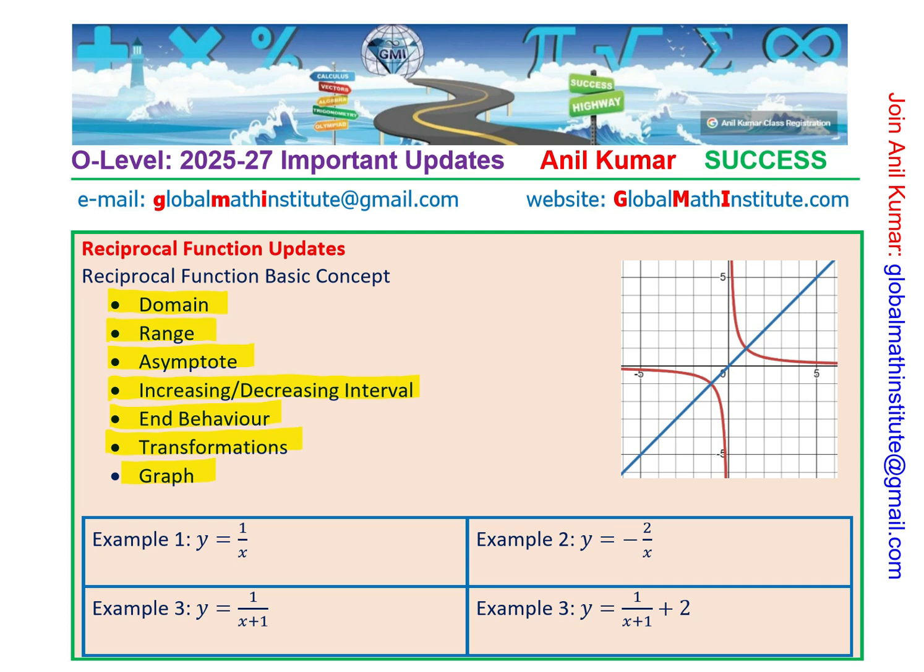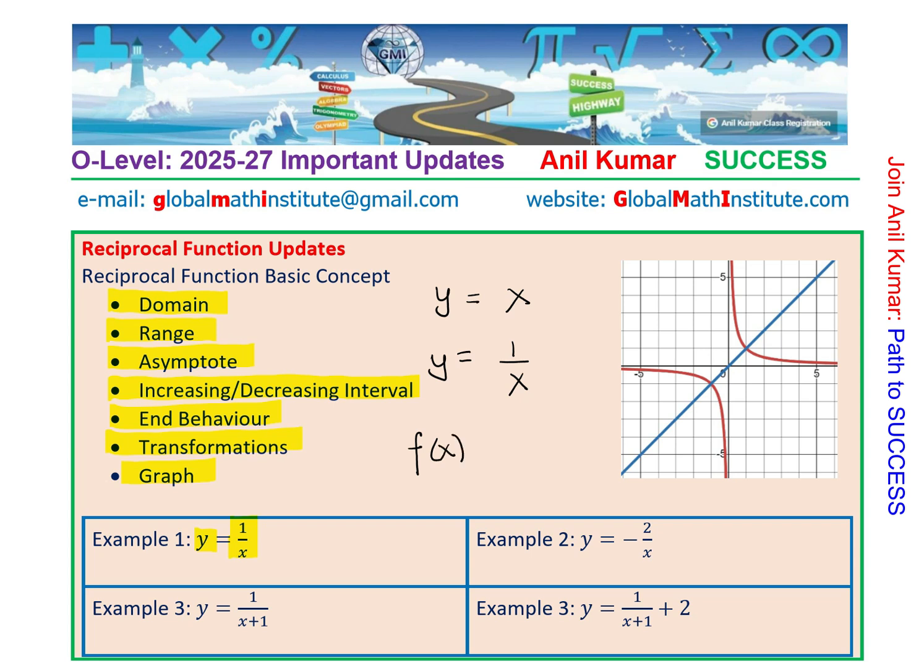As listed here, we'll begin with example 1, which is y equals 1 over x. We also call it the parent reciprocal function, right? Reciprocal, as you understand, if I have a function y equals x, then what is the reciprocal of this? Then y equals 1 over x becomes the reciprocal function. And in function notation, we are going to write this as f of x equals 1 over x, right? So when I write f of x equals 1 over x, it is the same as y equals 1 over x, but in function notation.